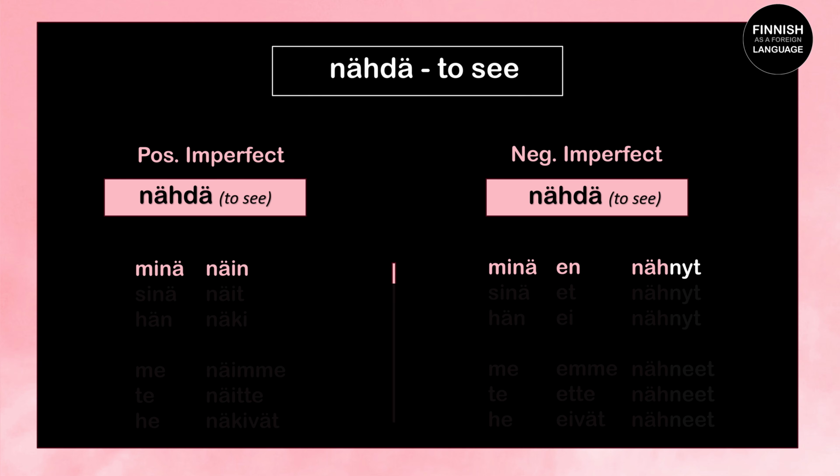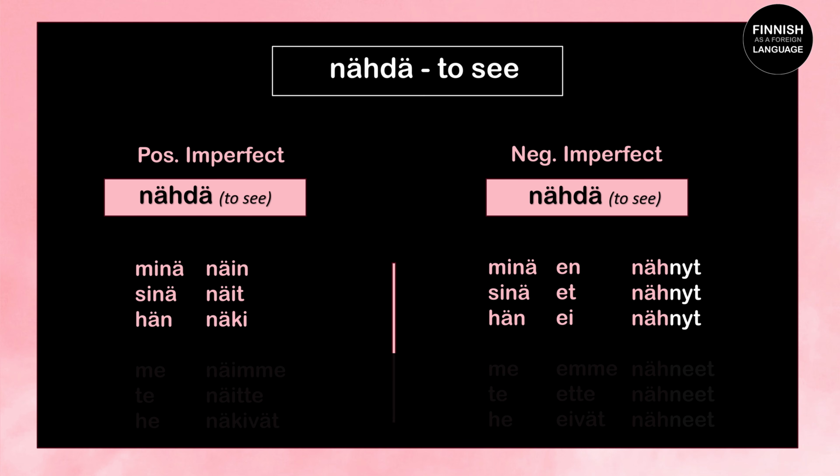The positive imperfect is minä näin. I saw. Negative imperfect, minä en nähnyt. I didn't see. Sinä näit, you saw. Sinä et nähnyt, you didn't see. Hän näki, he or she saw. Hän ei nähnyt, he or she didn't see.